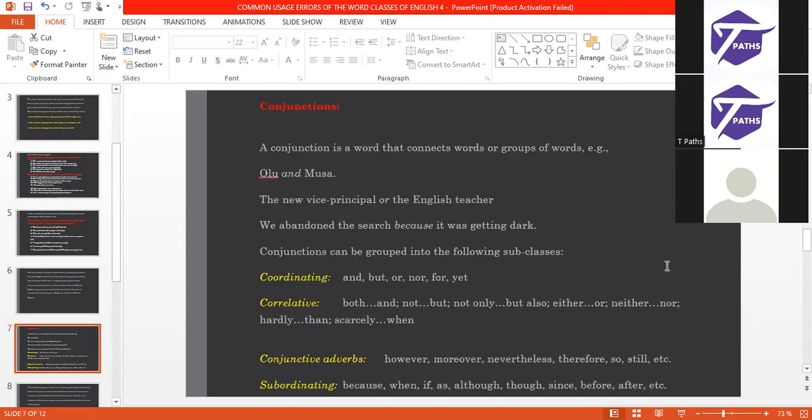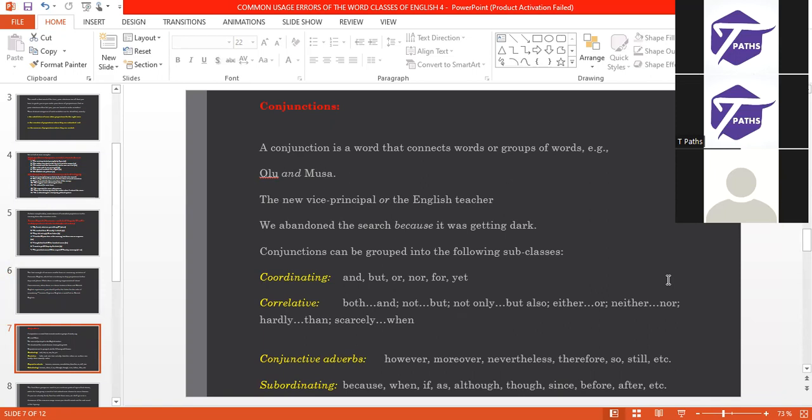Let's move on to another word class, the conjunctions, right? Of course, you know what a conjunction is. It is a word that connects words or groups of words. A word that connects another word or connects a group of words. From the word conjoin, you have conjunctions. Conjunction, singular, conjunctions, plural, right?